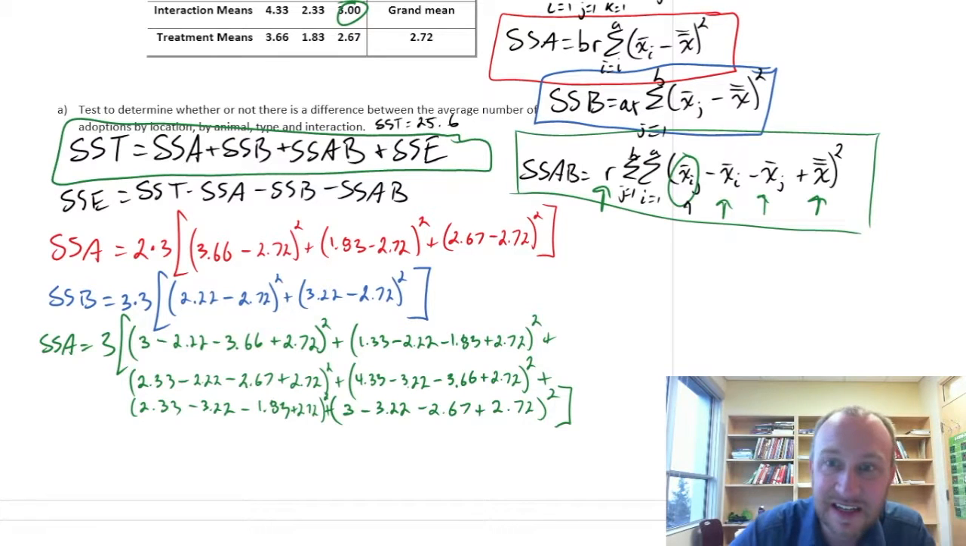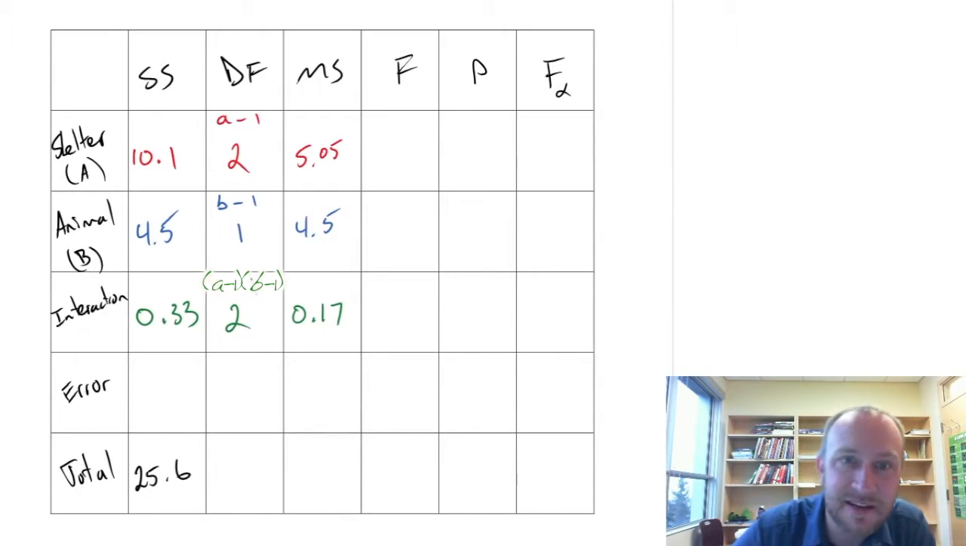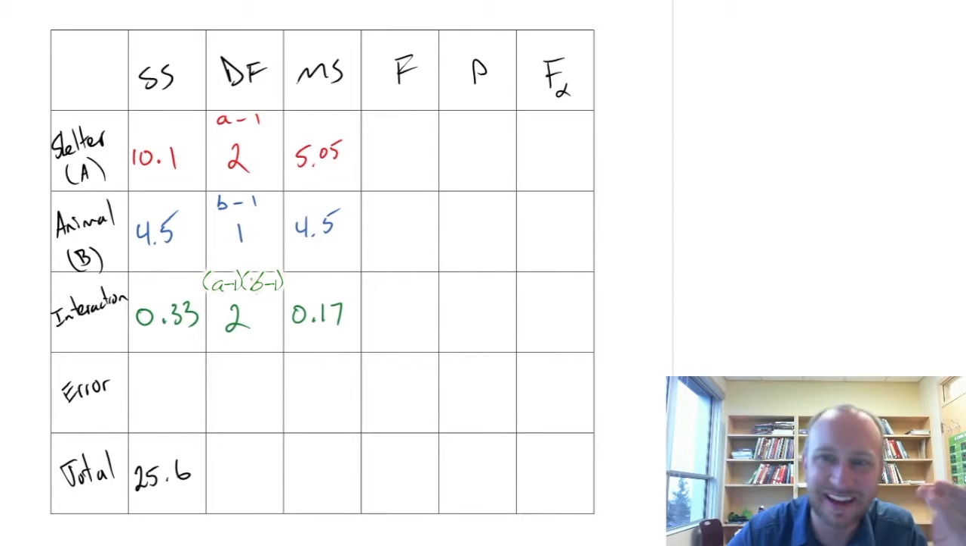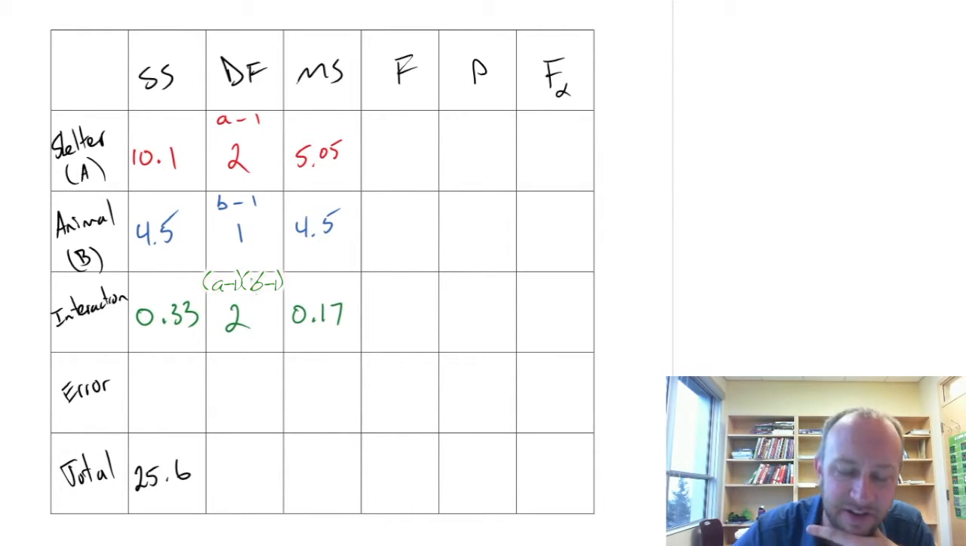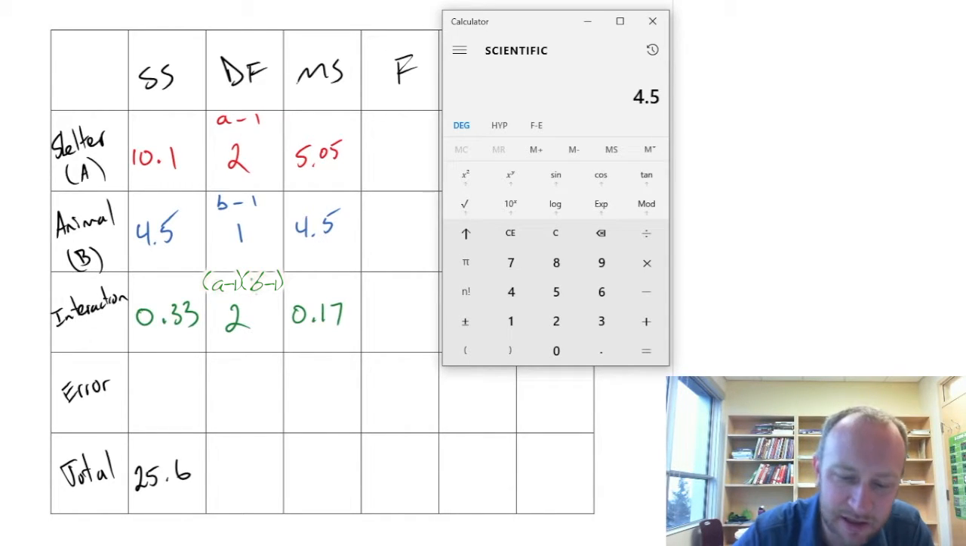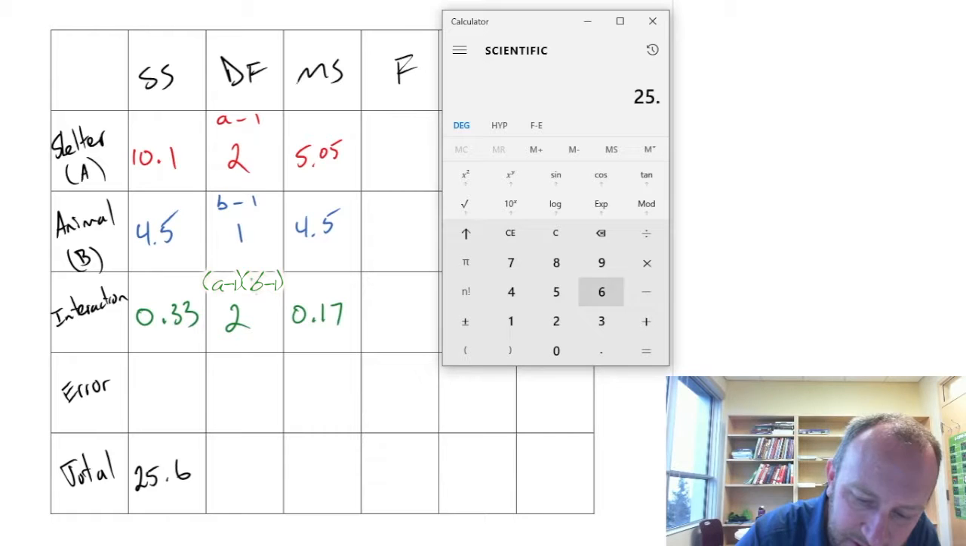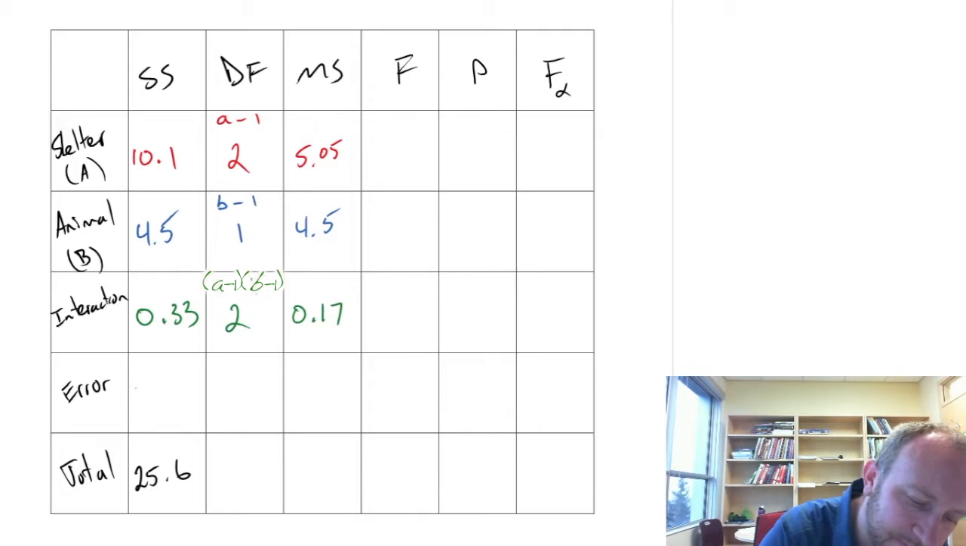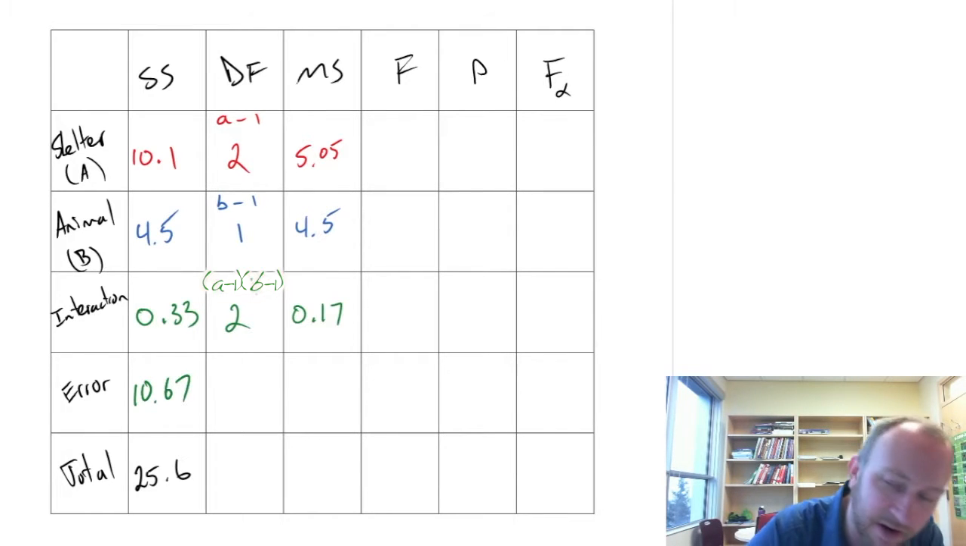So I've already been given SST. We calculated the rest. Well, I sort of cheated on interaction, but we calculated the others. And so now I'm going to just pull up my calculator, and I have 25.6 minus 0.33 minus 4.5 minus 10.1, and I have 10.67 for our error.